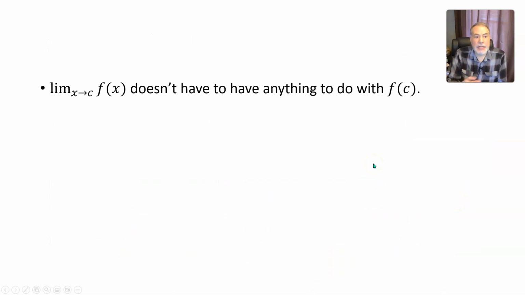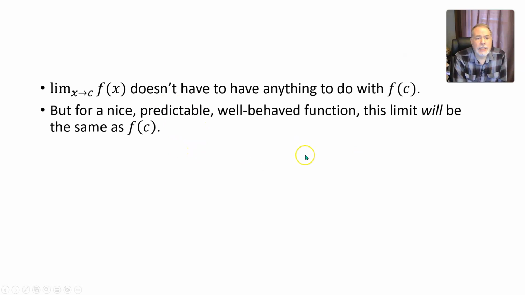So remember, the limit as x approaches c of f of x doesn't have to have anything to do with f of c, with what happens to the function when x equals c. It doesn't have to have anything to do with it, but it usually does. That is, with a nice, predictable, well-behaved function, the limit will be the same as just f of c. And continuity is kind of a way of giving a precise mathematical meaning to what we mean when we say a nice, predictable, well-behaved function.